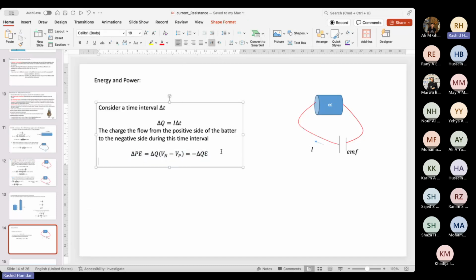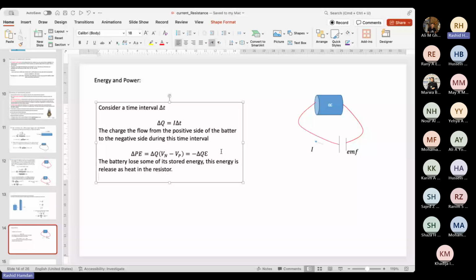So the battery loses some of its stored energy. Where does this energy go to? This energy is released as heat in the resistor. So the resistor heats up.